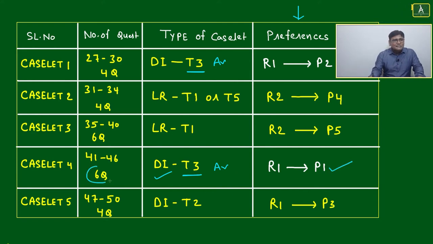Another point is, it has 6 questions. If you have analyzed properly, the 6 questions can boost you to cross the cutoff itself. One caselet means after this 5-minute analysis, the next 7 to 8 minutes, you are crossing the cutoff. You will cross the cutoff. Then this will be our first priority.